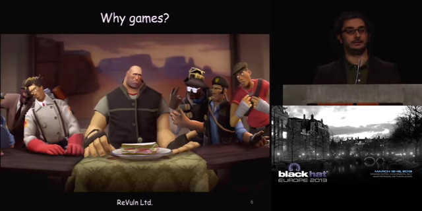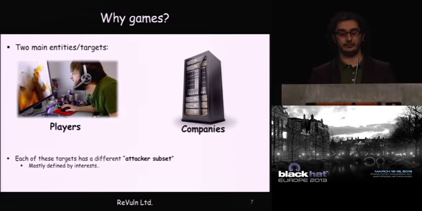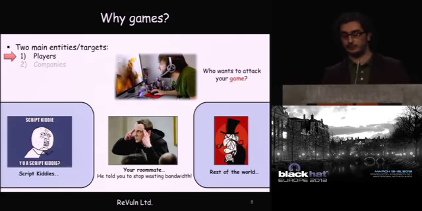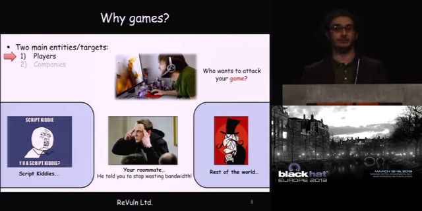Since we are talking about games, we basically have two main categories of possible victims. We have players, people that play games, and companies, people that use games for making money. For each of them, we have different attacker subsets. Let's take a look. For players, we basically have two main families.